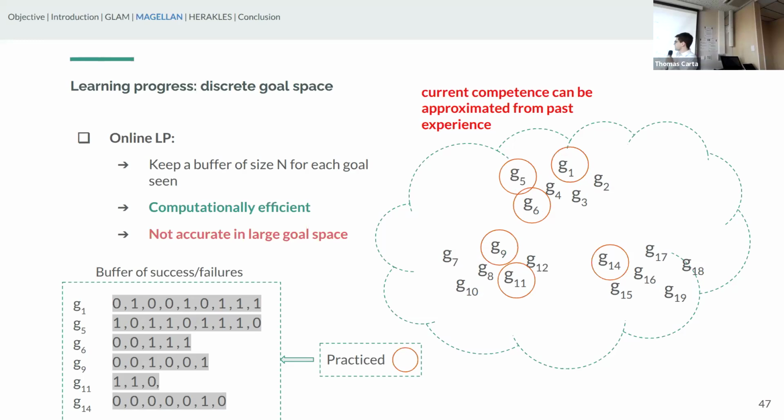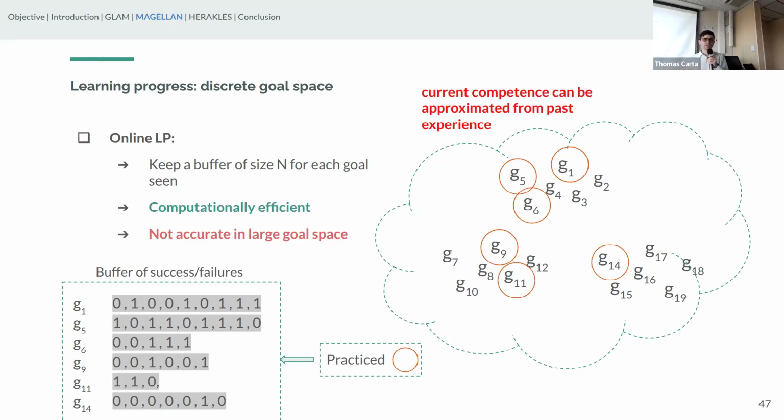And you have a buffer in which you keep all the successes and failures, represented here by 0 and 1. And you get that for all the goals you have practiced, you have sampled. And when you need to recover the learning progress, you just cut the buffers into half. The first half, the older half, represents the competency at t minus n, and in the second half, you get the competency at t.